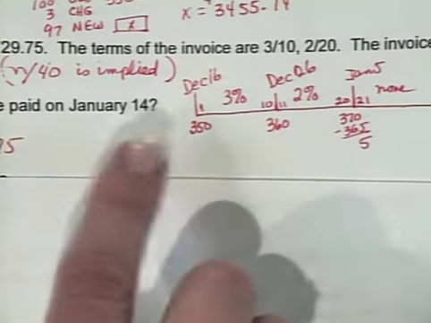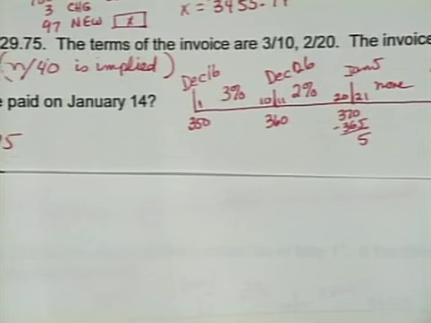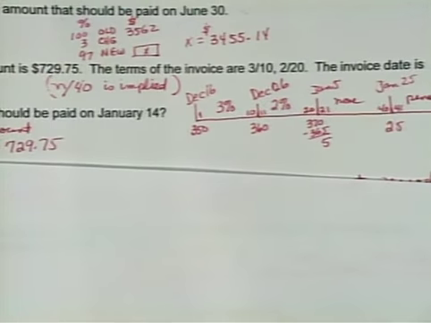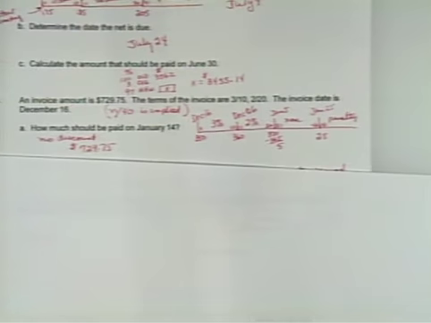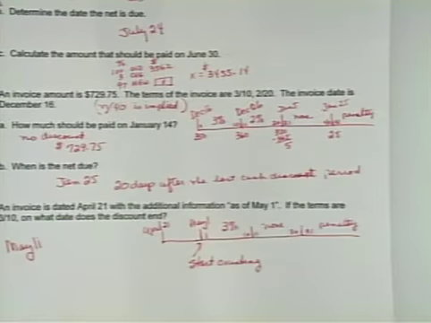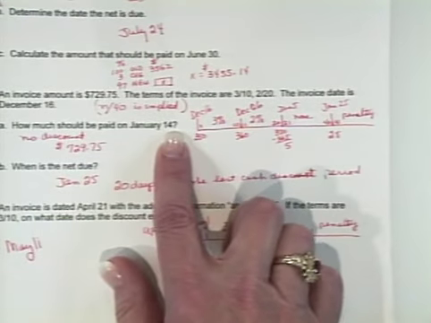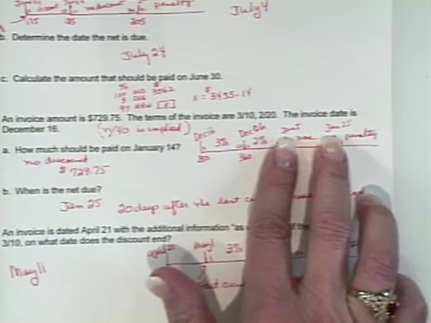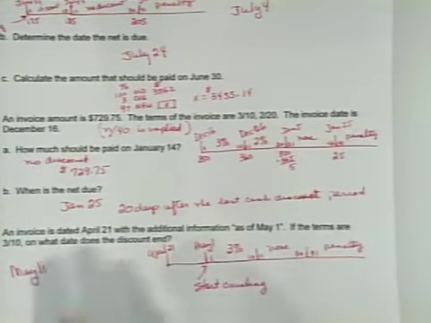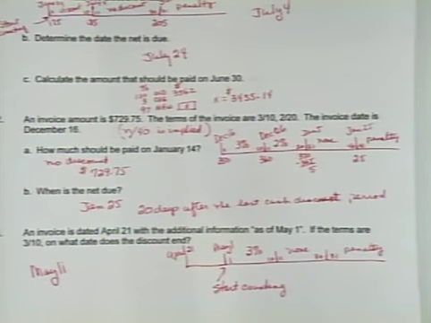How much would be paid on January 14th? January 14 is between January 5th and January 25th. You're right. No discount. $729.75. You're past any discount period.